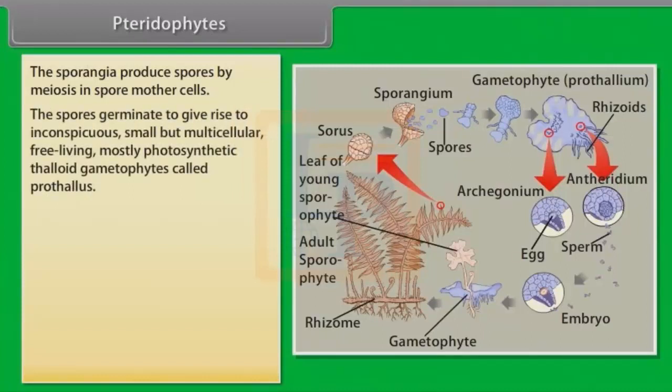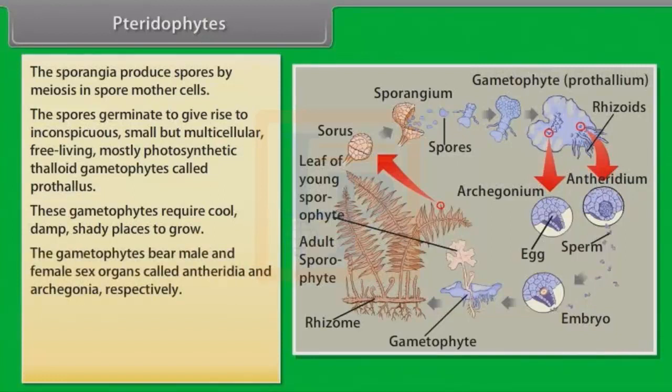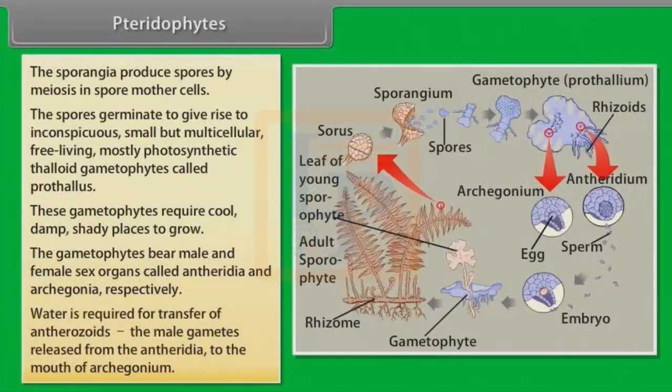The spores germinate to give rise to inconspicuous, small but multicellular, free-living, mostly photosynthetic thalloid gametophytes called prothallus. These gametophytes require cool, damp, shady places to grow. The gametophytes bear male and female sex organs called antheridia and archegonia, respectively. Water is required for transfer of antherozoids. The male gametes are released from the antheridia to the mouth of the archegonium.